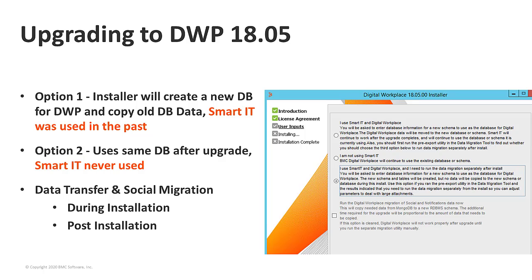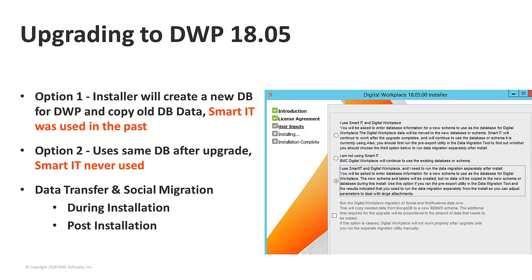The third radio button indicates that you do use both DWP and Smart IT, but you will take care of data transfer and social migration as part of the post install. This is what we recommend to all customers upgrading from a previous version who have large DWP and Smart IT data. With this option, the installer either creates a DWP database or lets you specify the pre-created DWP database.